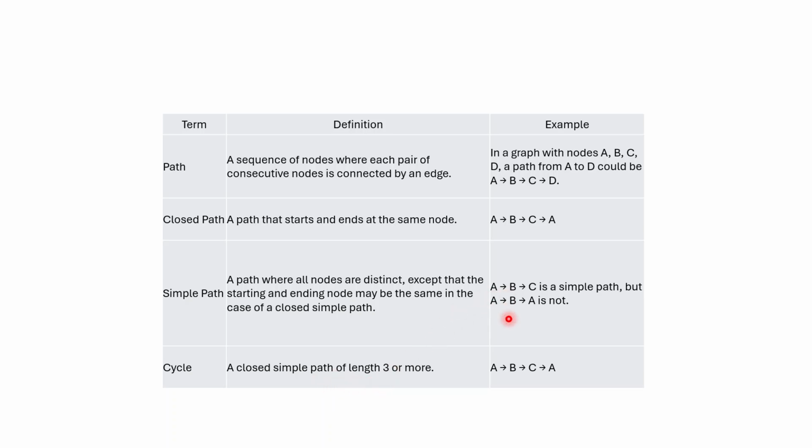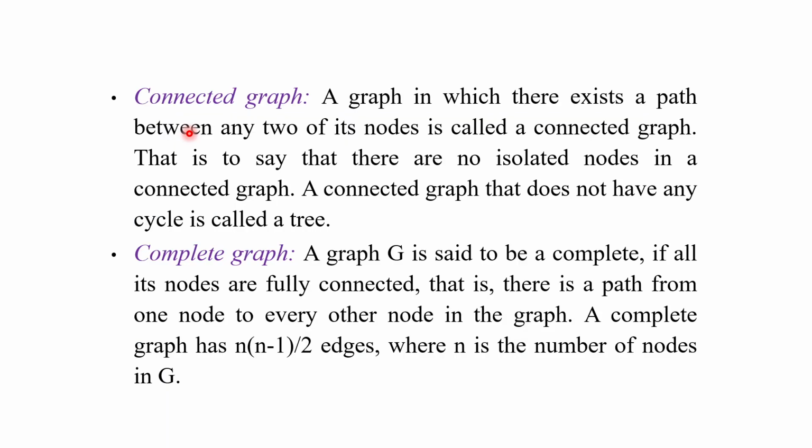So whereas here A, B, C, and once again it comes back to the A. A cyclic. It's like a closed path and cyclic. Okay, these are different terms which we have in the graphs. And next one is called a connected graph. Okay, so a connected graph, when will you call it a connected graph? When there exists a path between any two of its nodes, it is called a connected graph.